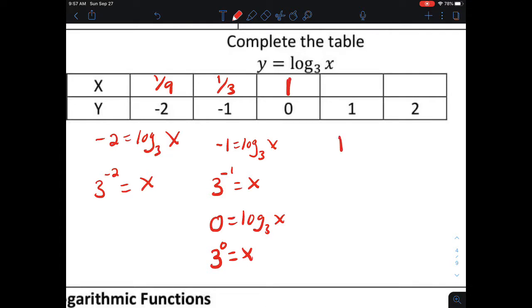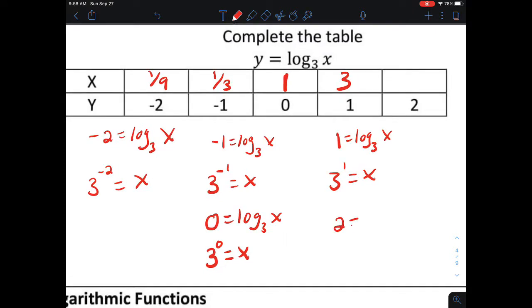And let's see, we got 1 now. So 1 equals log base 3 of x. 3 to the 1 power is equal to x. So x would have to be 3. And then the last number left is 2. So 2 equals log base 3 of x. So 3 to the second power would be equal to x, which makes 9.